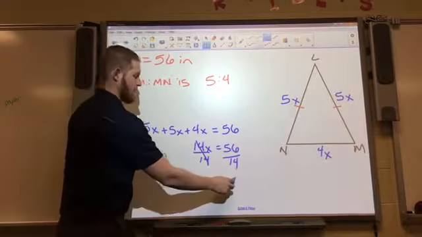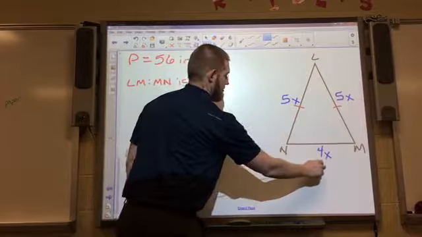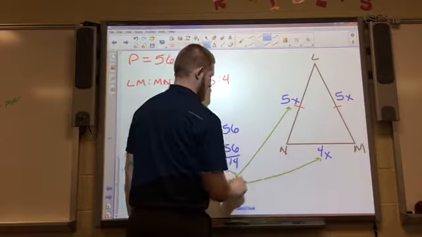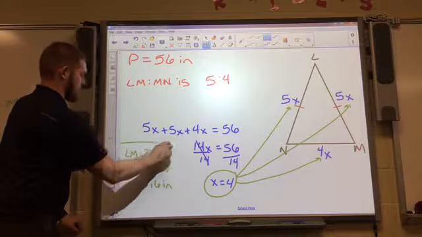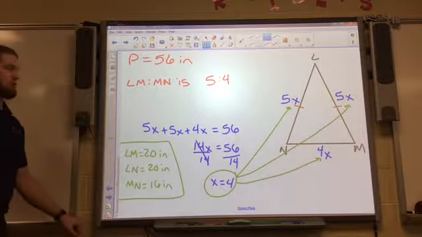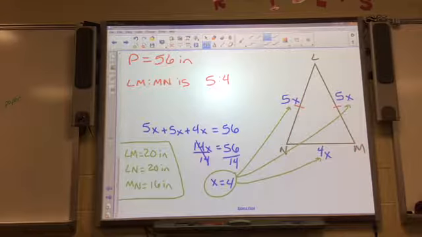I took 4 and did what? Plugged it in for x, correct? Okay. So there's my lengths. Do they all add to 56 inches? Yeah. 20 and 20 is 40 plus 16 is 56. Okay.